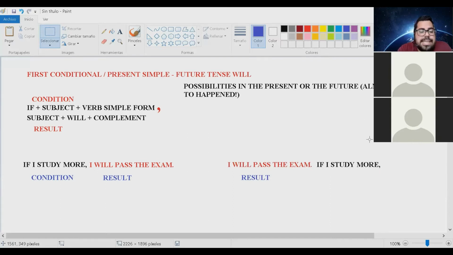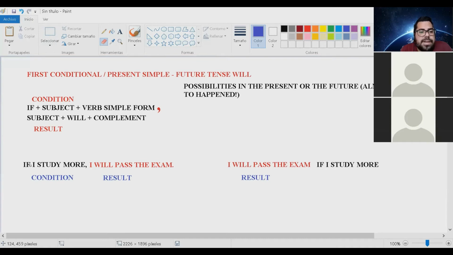Teacher, can we write it like this? Yes, guys, you can write it like this, but look at the difference talking about grammar. Let's take a look at the difference. We don't need this, and we don't need a comma.